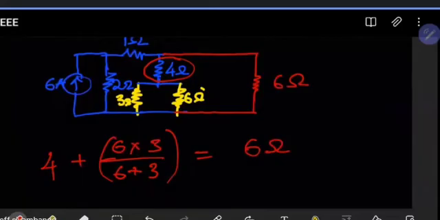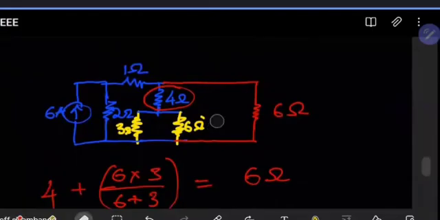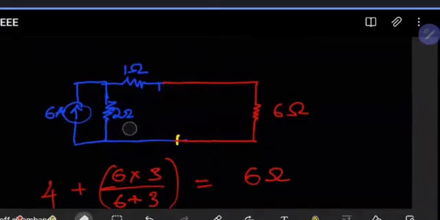I hope you guys are able to do that. I'm doing this a little bit quicker because we've done this before. I hope you're able to keep track. So I can remove these 3, and in place of those, I can now just put that 6 ohms that comes.